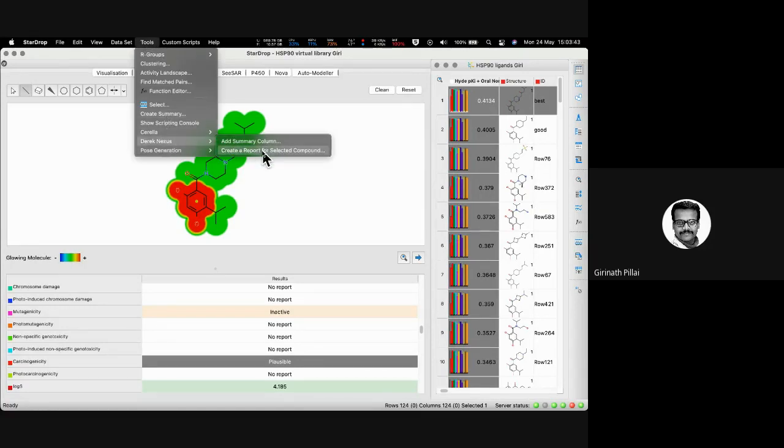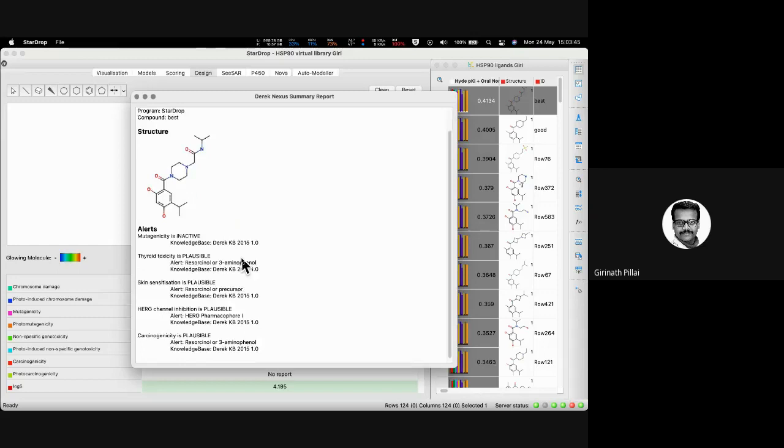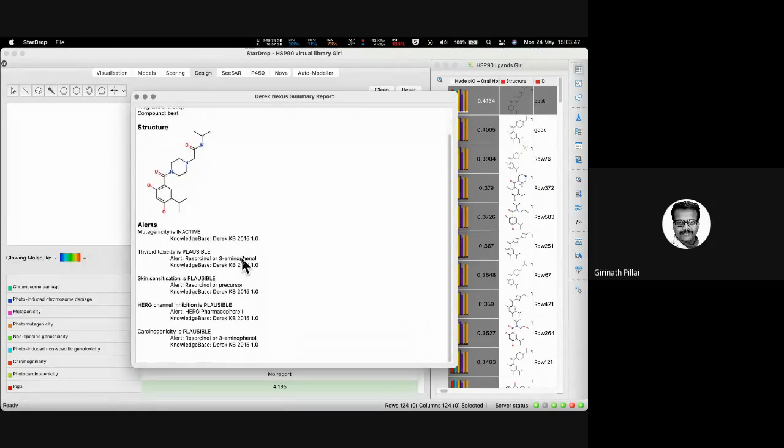Here I will just create a report. It clearly mentions where the carcinogenicity comes from. Carcinogenicity is plausible because it is based upon resorcinol or 3-aminophenol. This particular group is present in my compound. That's why it is said to be carcinogenic. And this compound is also thyroid toxic, because again of the presence of resorcinol 3-aminophenol.